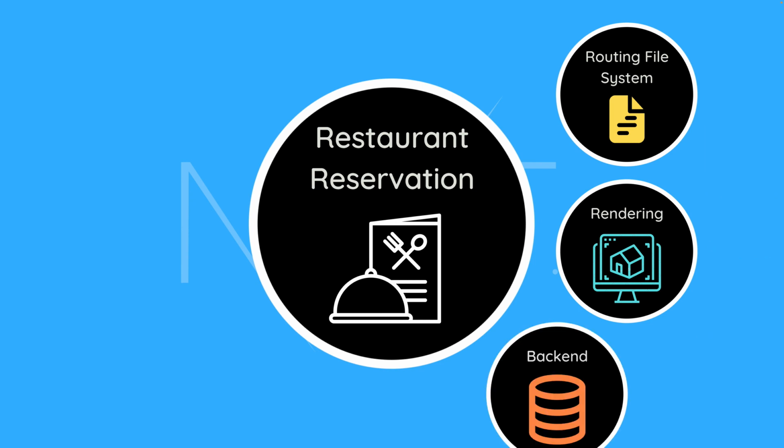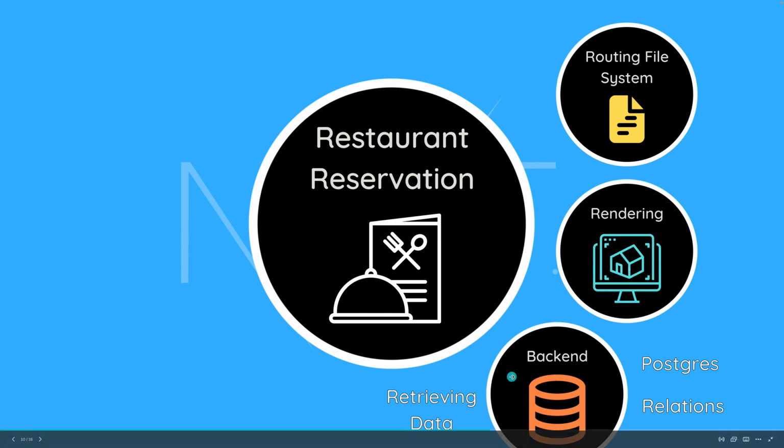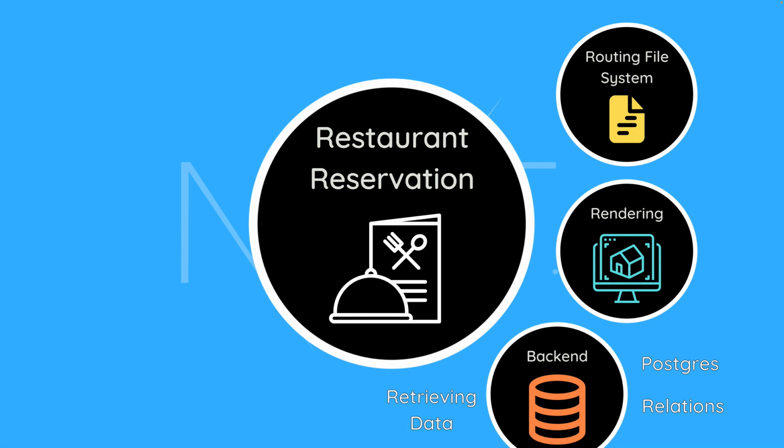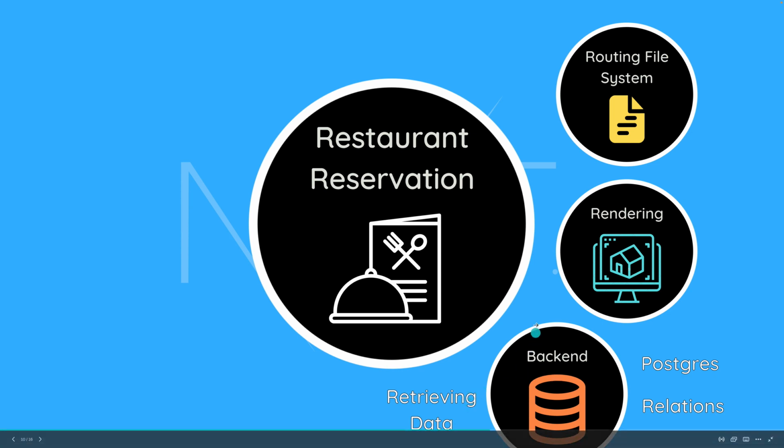Then what we're going to do is move on to the back end. This is where we're actually going to integrate a Postgres database. We're going to define all of the different relations. And most importantly, from our client, we're going to start retrieving data. So we're going to retrieve the restaurant data and the reviews data, and we're going to look at how we retrieve data, because it's going to be different depending on the component that we're in, whether it's a client component or a server component. So we might use endpoints in one case, and in another case we might not use endpoints. So we'll look into that a little bit later.